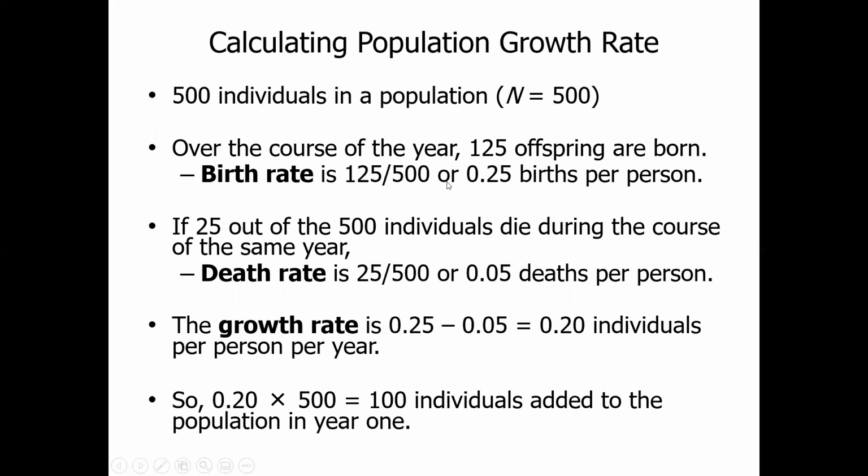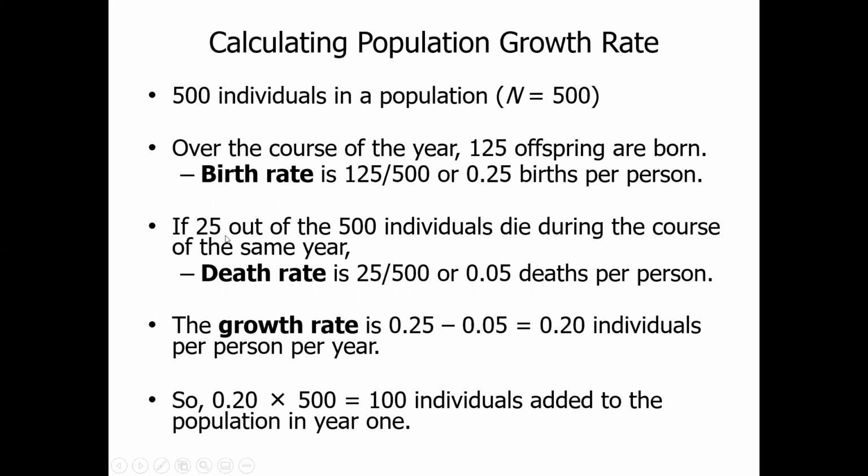And we want to figure out how many individuals over the course of a year are going to be added to that population. So two pieces of information we are given says that over the course of the 1 year, we have 125 offspring that are born. So we need to know the birth rate and we need to know the death rate to find R. So our birth rate is 125 because we had 125 individuals born, divided by our N, which is 500, to get 0.25 births per person or per organism, whatever population we're looking at. Then we also have to consider the death rate.